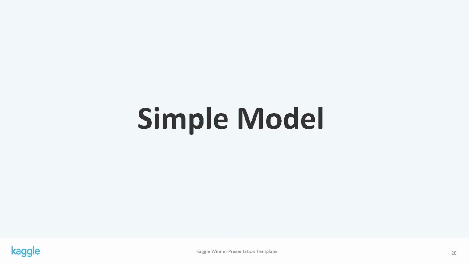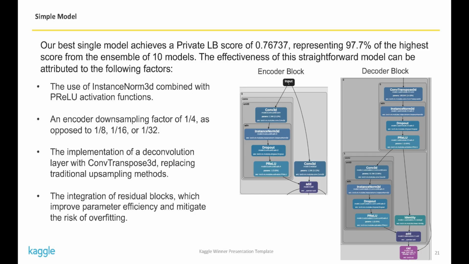Our best performing single model achieved a private leaderboard score of 0.767, which represents 97.7% of the highest score obtained from our 10 model ensemble. This success can be attributed to several factors. The use of InstanceNorm3D combined with PReLU activations, a downsampling factor of 1/4, and the implementation of residual blocks to prevent overfitting and improve parameter efficiency.